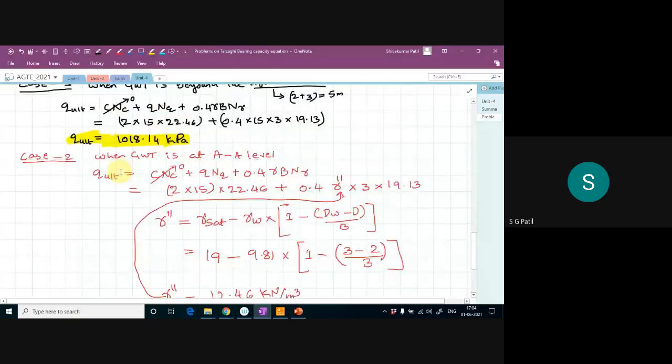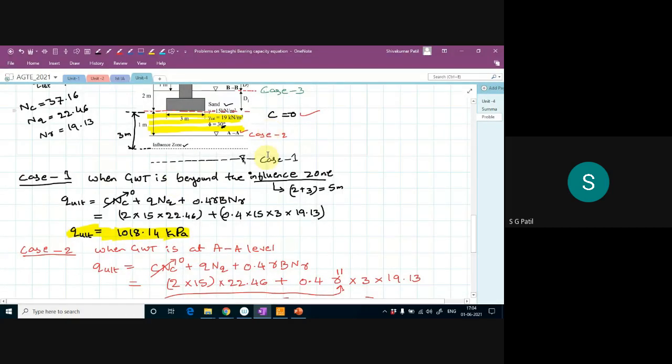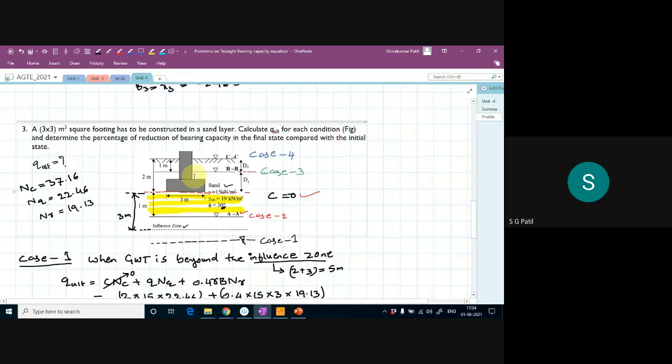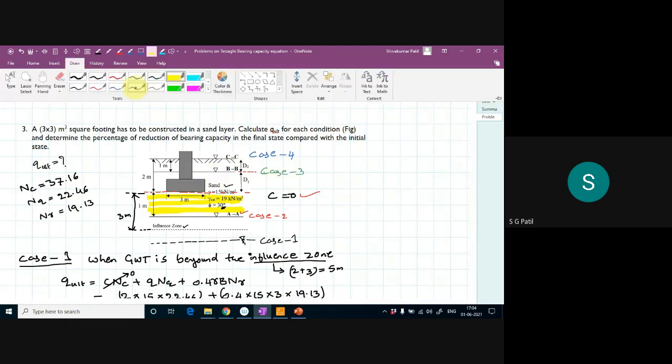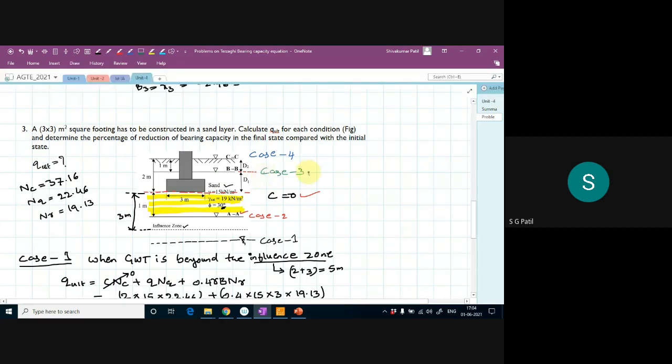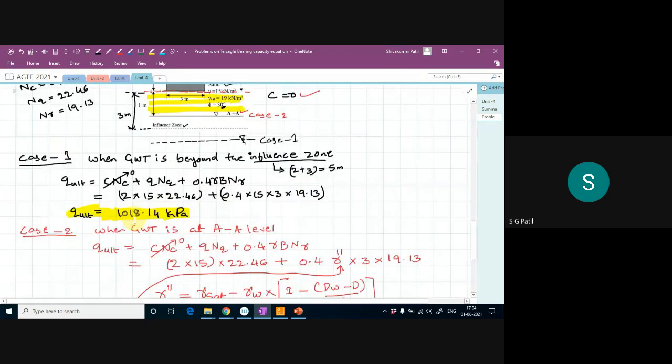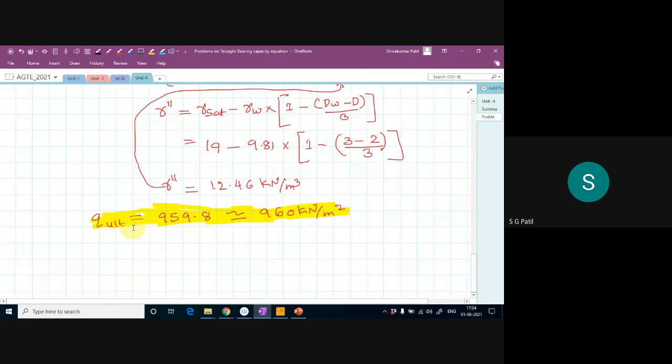Okay, now the third case. In case number 3, the water table is here, right? So I will take a green color here. Case number 3, this I will discuss now. So that means your water table is at 1 meter from your ground level. Let us solve that, case number 3.